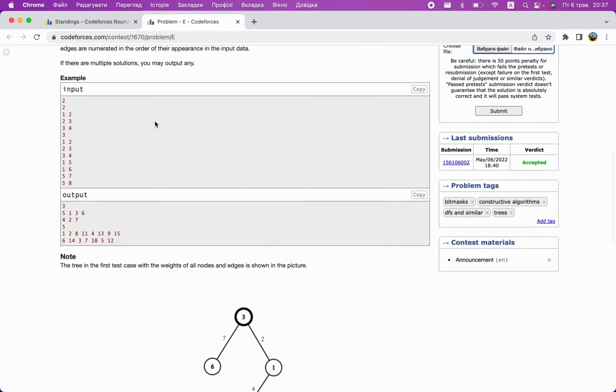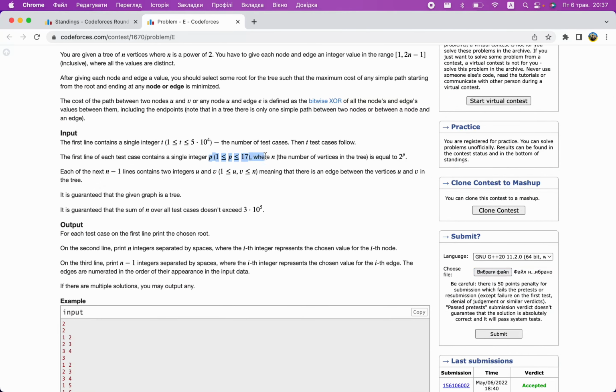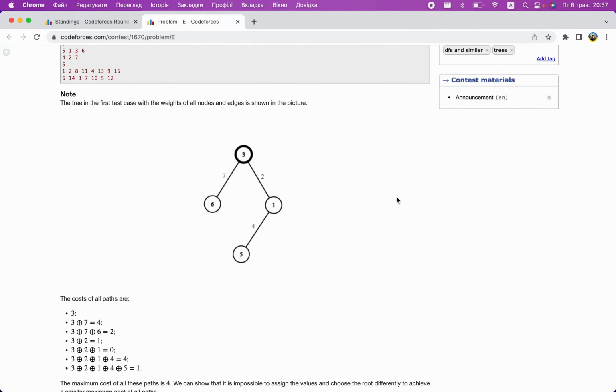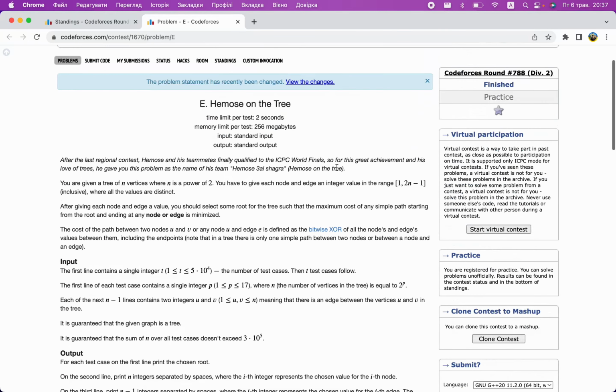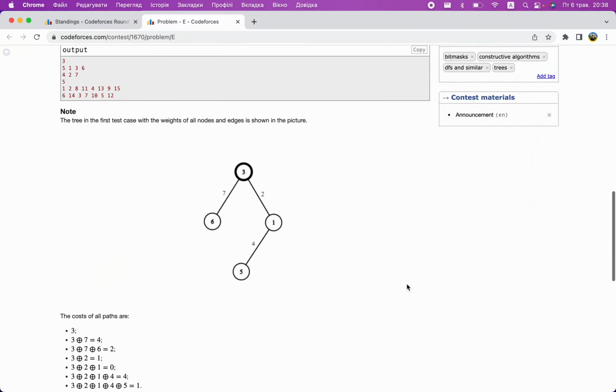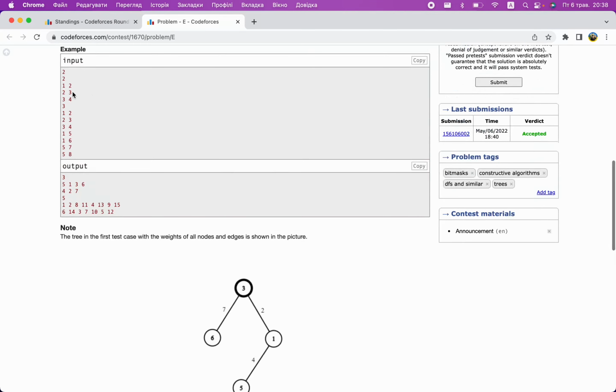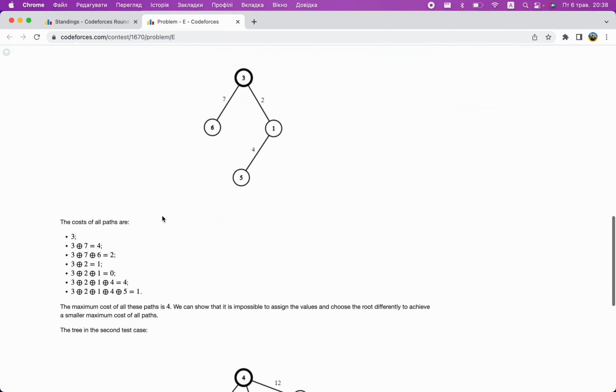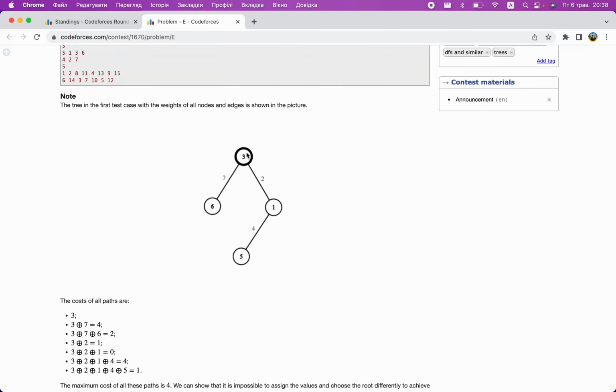So here I immediately noticed, because of the special constraints, that the number of vertices is a power of 2, that there is an obvious lower bound on the answer, that is 2 to the power of p. Because if you consider the most significant bit, and the first time it occurs on any path, the prefix XOR will be at least that much. Then I realized, okay, maybe this lower bound is achievable because it was the case in the samples. So I decided, okay, how can I achieve it?